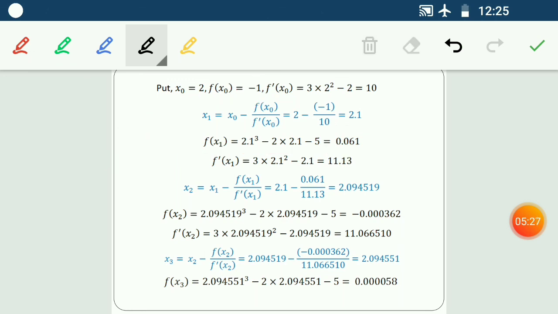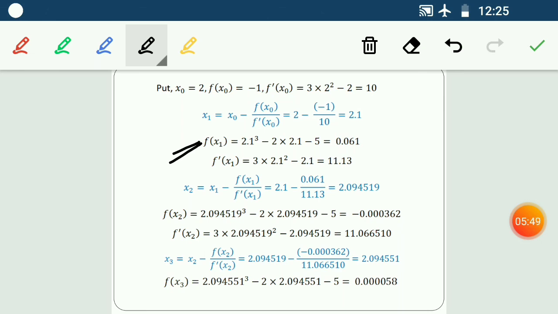Always check whether you are going for the correct solution or not. Always check by the value of f of x. In each iteration you should go nearer to 0. That means you are going towards the root. If you are going farther from 0, that means you are going away from the root, so you will not get your correct answer. So this is a cross check for this kind of question.